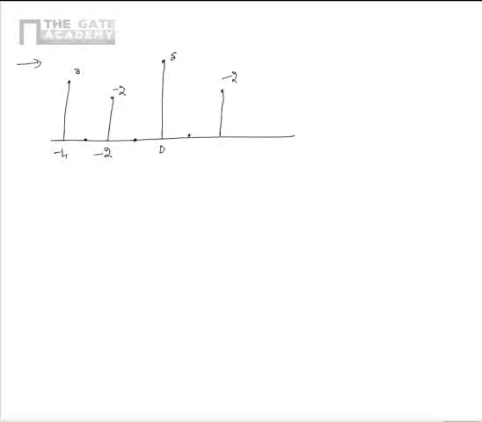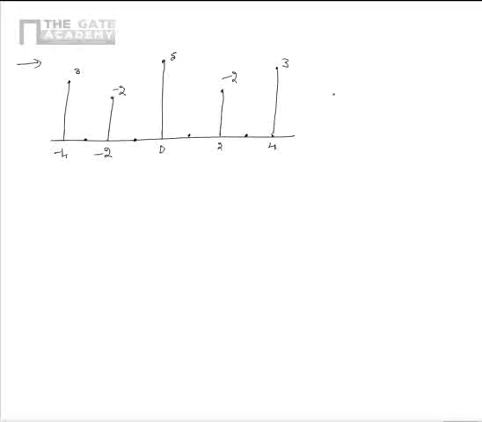Now let us consider another problem as per which there is a signal x of n which is given as shown in the figure. It has a value of 5 at the instant 0. It has a value of minus 2 at the instant 2. It has a value of 4 at the instant 3. Sorry, value of 3 at the instant minus 4. Similarly, it has a value of minus 2 at the instant minus 2 and it has a value of 3 at the instant 4.